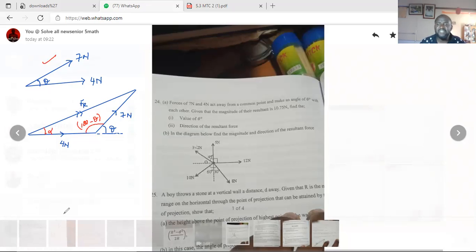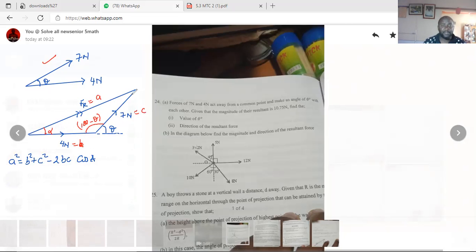Now, because we have been given the magnitude and we have been given the forces, I can use the cosine rule of triangles, which says a squared is equal to b squared plus c squared minus 2bc cosine of capital A. With this note, I can assume my a can be the FR, my b can be the 4 newtons, my c can be the 7 newtons. Okay? That is the case.